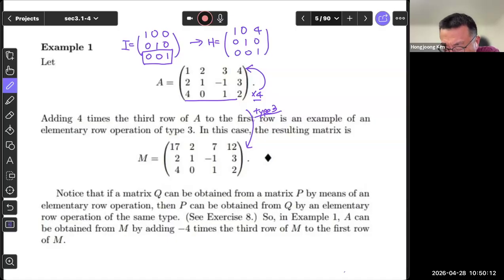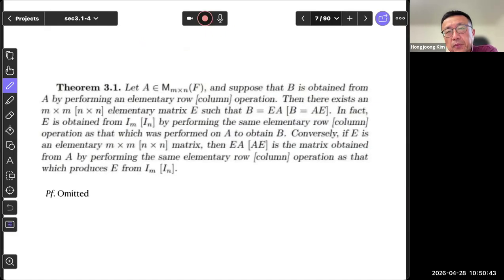And then if you multiply H to A matrix, you get M matrix. So you can directly perform this third type row operation, or you can perform the third type row operation on the identity matrix to derive H matrix. And then if you multiply H to A from the left, you get M matrix. So that is a very special property of the elementary matrix. So here is the theorem.